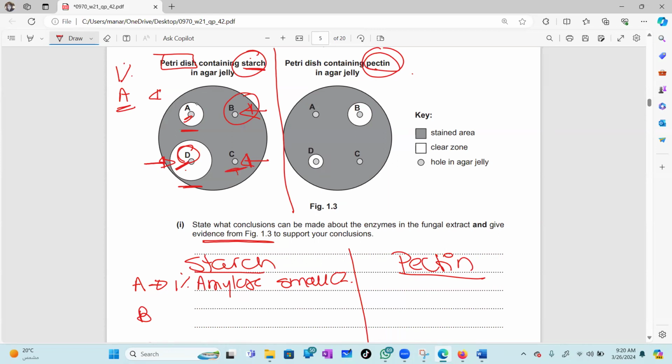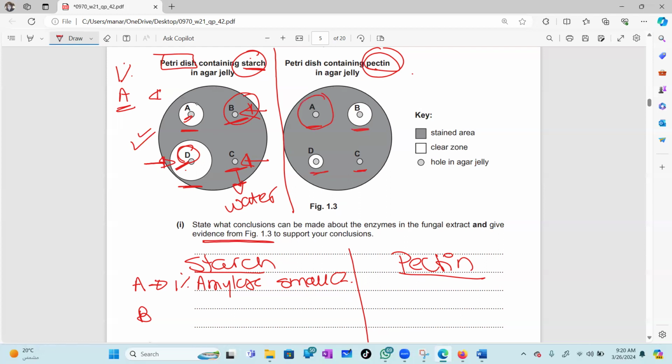Now C contains water. Why do we have C? C is for what? Control. Exactly. Okay, so at B, you will say there is 1% pectinase, but there is no clear zone because there's no pectin. At C, this is water. This is for control. This is for comparison. So here I talked about the first Petri dish that contains starch. Now we will talk about the second Petri dish that contains pectin, and you will divide it into 4 parts: A, B, C, and D.